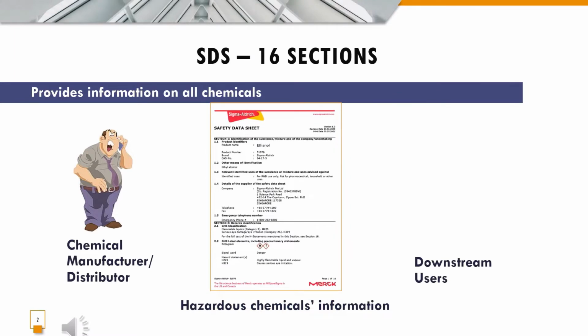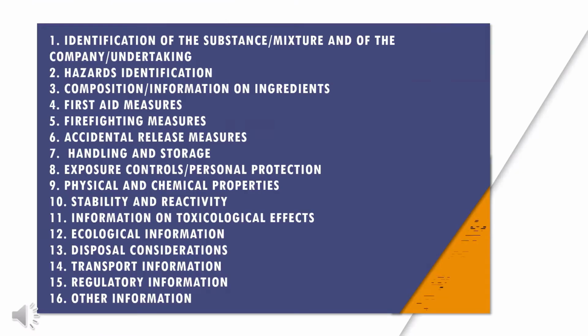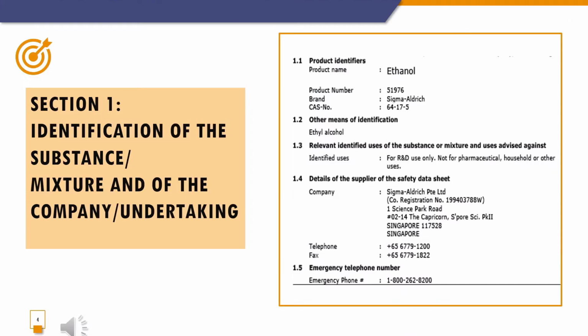SDS provides information on all chemicals. SDS are provided by manufacturers and distributors, and the information will then be used by downstream users such as the researchers. This is the overview of the 16 sections in SDS. We will be focusing on certain sections that are more relevant to our work.